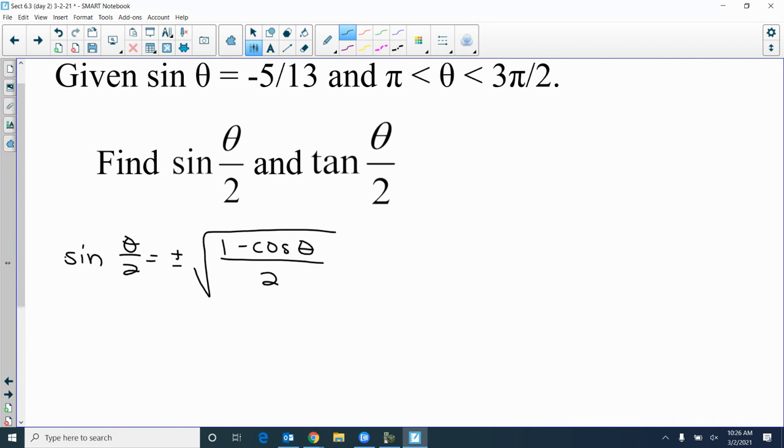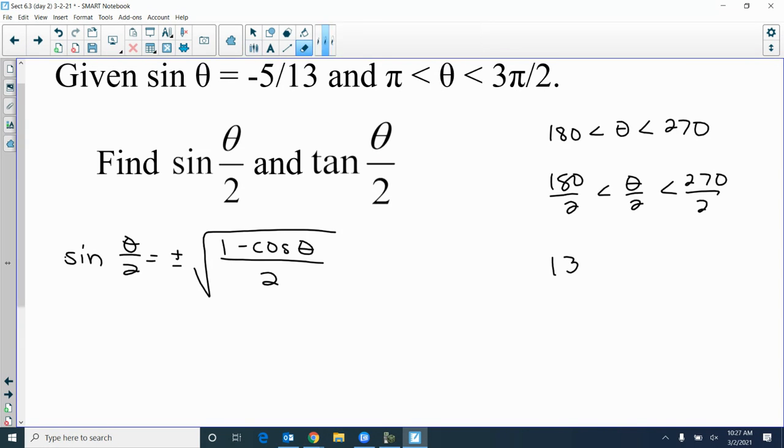If you're good with all that and you can figure it out, fine. But I'm going to give you a little bit of a method here. I'm going to change this to degrees: 180 is less than theta is less than 270. If your original angle is 200 degrees, what's half of it going to be? 100. If your original angle is 250 degrees, what's half of it? 125. So basically I'm going to take each of these and divide them by 2, cut it in half, and that's going to give me the range.